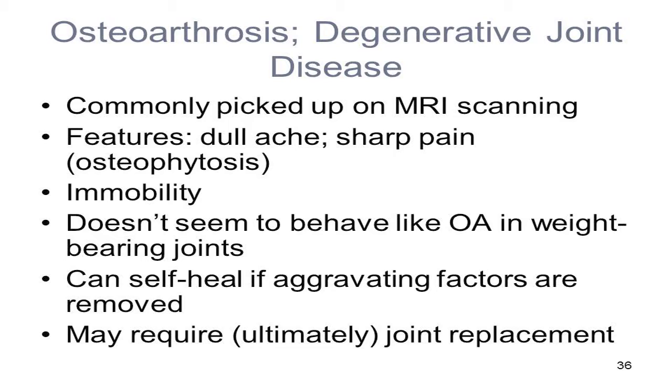If you stop the habit, i.e. the clenching and grinding, often you get spectacular remodeling of the bony condyles around the temporomandibular joints. So they can self-heal, which is really interesting, unlike other weight-bearing joints. But there are some people that we take to surgery because their joints just disappear, they just fall apart, and you can do a temporomandibular joint replacement as you can do a knee or a hip replacement as well.